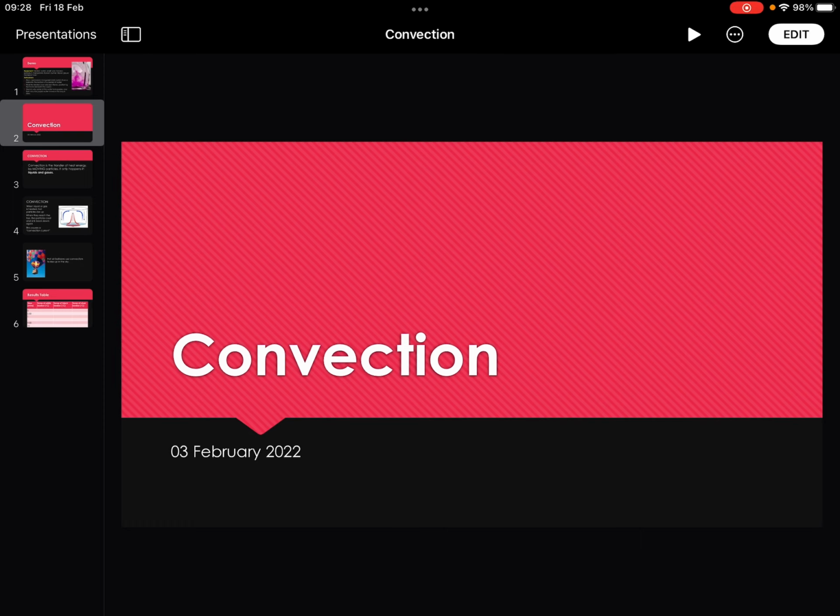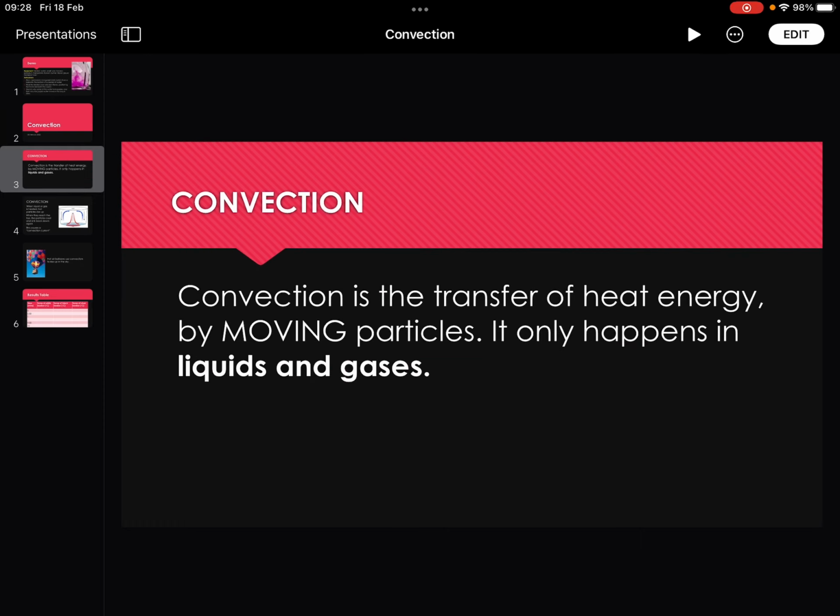Now, convection is slightly different. Convection is a transfer of heat energy by moving particles, as in particles that can actually move around. They are not stuck in one place and just vibrating, they're moving. It only happens in liquids and gases. It can't happen in solids because, as I said, the particles can't move around. So convection is the transfer of heat energy by moving particles. Can you please pause the video and write down these couple of sentences? Okay, assuming everyone's done that, let's move on.